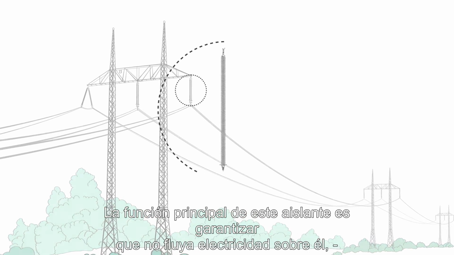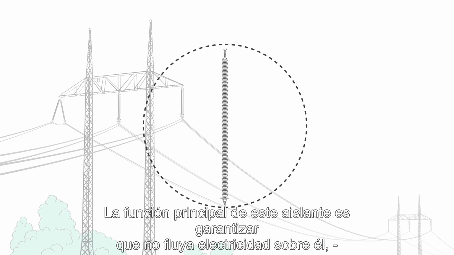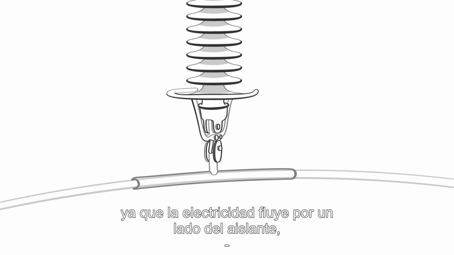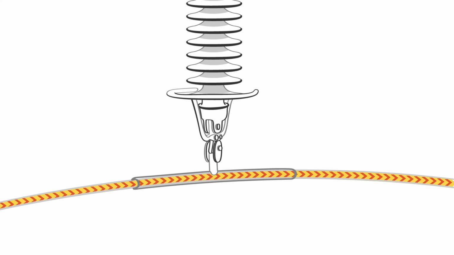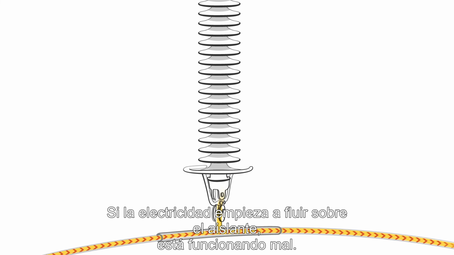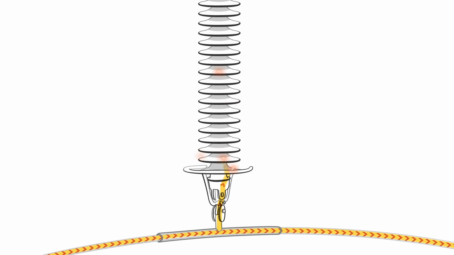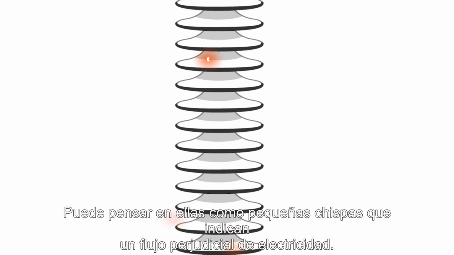The main function of this insulator is to ensure that no electricity flows over it, as electricity flows on one side of the insulator while the other side of the insulator is connected to the ground. If electricity begins to flow over the insulator, it is malfunctioning. This begins with a small amount of electricity, so-called partial discharges. You can think of them as small sparks that indicate a harmful flow of electricity.